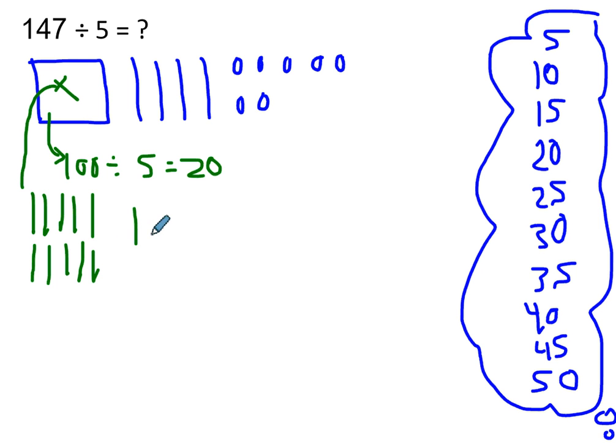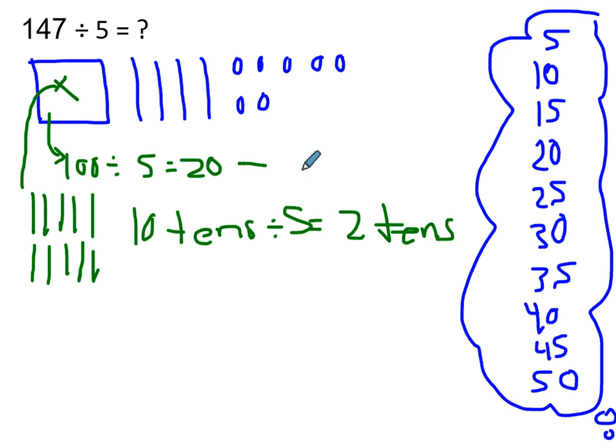Then you can say, okay, I have 10 tens that I have to divide in 5. So my answer is going to be 2 tens. So you see that either this way or this way, we get the same answer. All right, what is left? I have 4 tens and 7 ones.